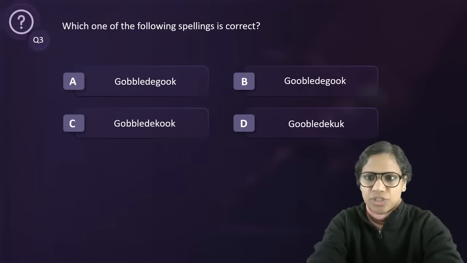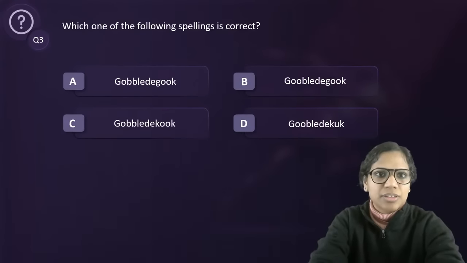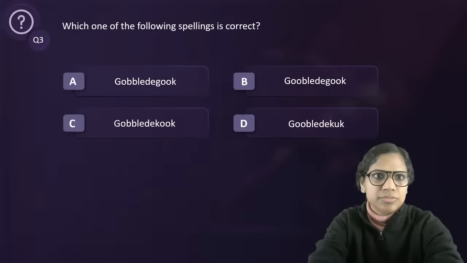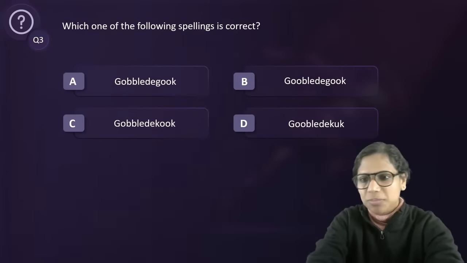A. Okay, Rishabh says A. All right. Let's be quick in these questions. A or C? Okay, B. All right, all right. Definitely, Latika.